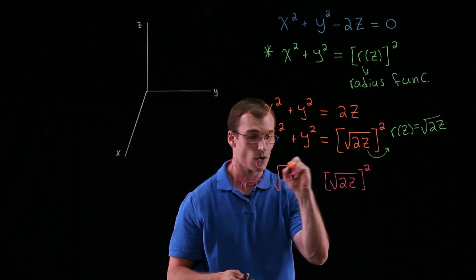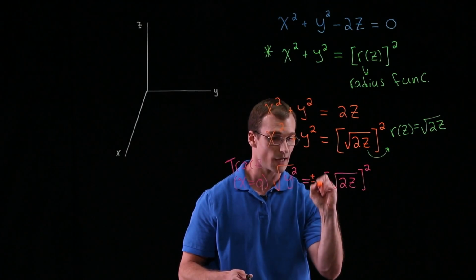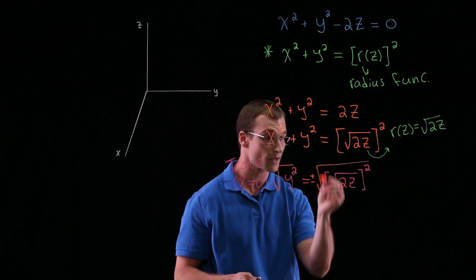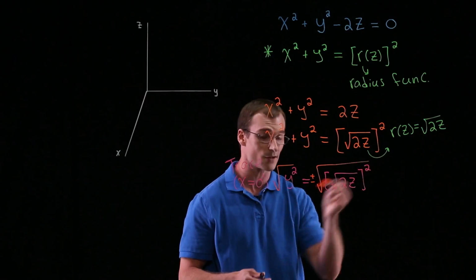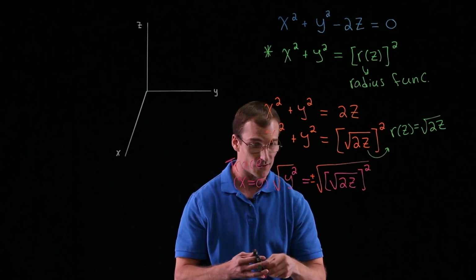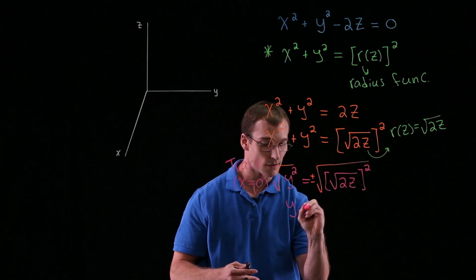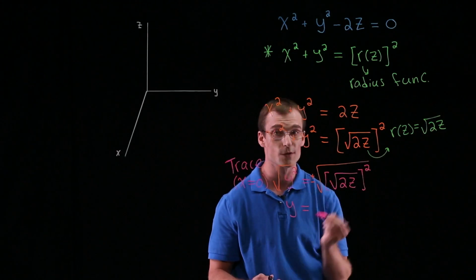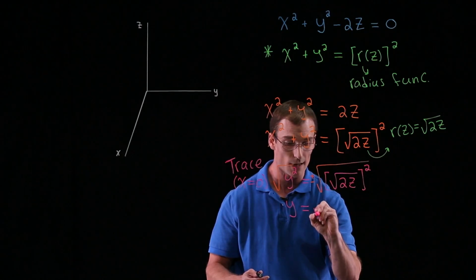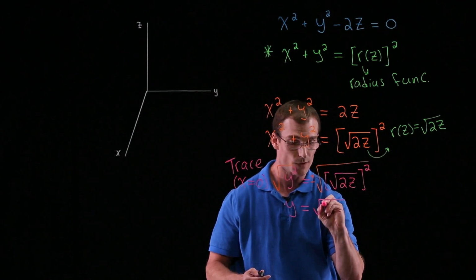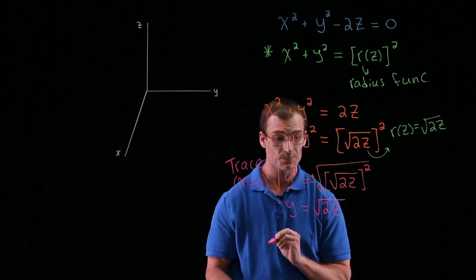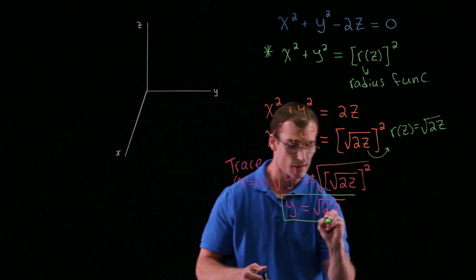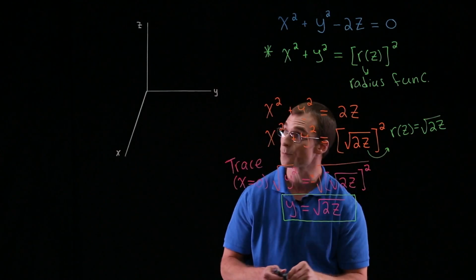Simply taking the square root of both sides, we get y equal to plus or minus the square root of 2z. Technically, we could take the plus or the minus, but since our r of z is the positive square root of 2z, we'll just take that. So y is equal to the positive square root of 2z. Like we said, this is one possible generating curve.